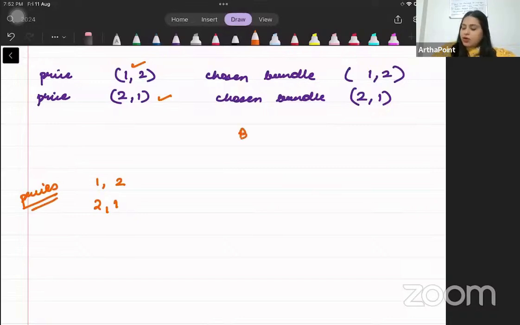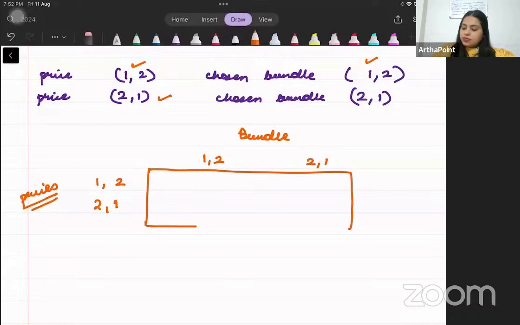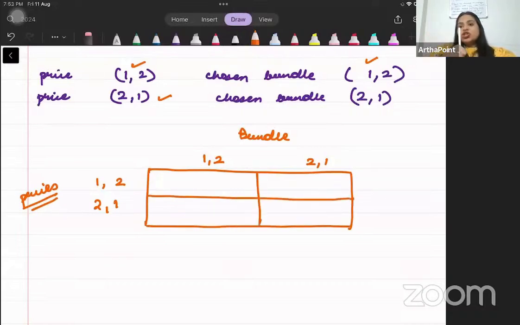And I will write my bundle of quantity here. So the first bundle is 1,2 and the second is 2,1. The first thing that you should be doing is making this table and finding the expenditure of each bundle at each price. So this bundle is 1,2, the prices are 1,2. So beta, expenditure will be price into quantity plus price into quantity.